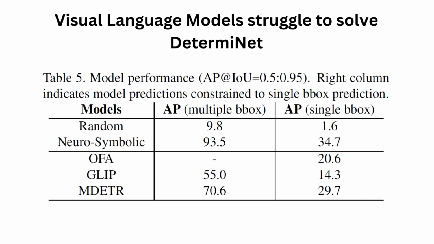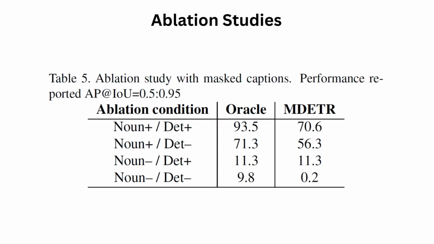Our experiments find that state-of-the-art visual language models struggle to learn determiner concepts. This can be seen from the gap in performance between state-of-the-art models like MDETR and the upper bound performance of the neurosymbolic oracle model. We have performed ablation studies by omitting nouns and determiners. When determiners were dropped, performance of all models fell, showing that determiners are important for referencing the objects. When both noun and determiners were dropped, the performance was closer to the lower bound random prediction model.